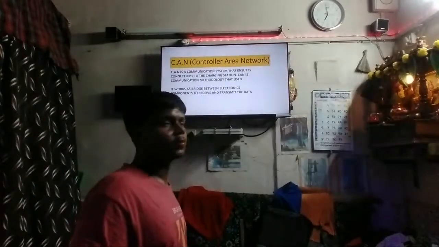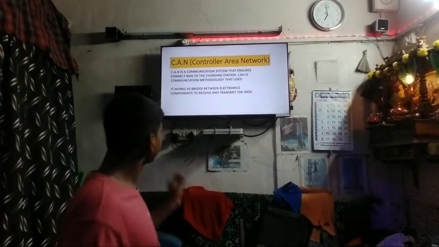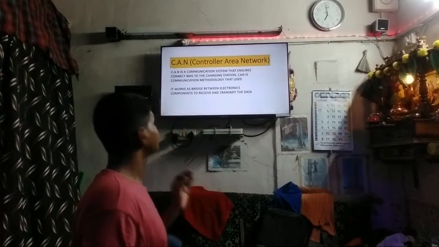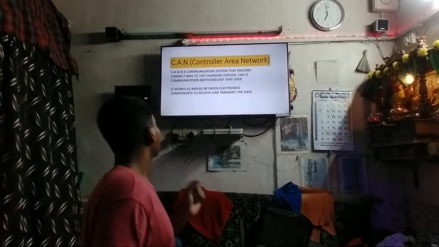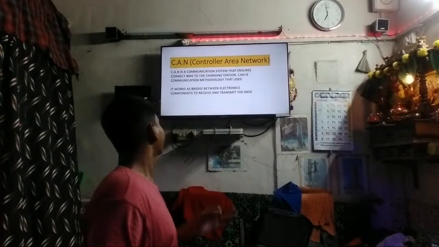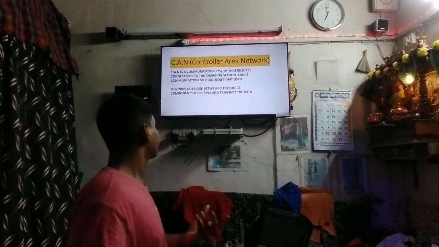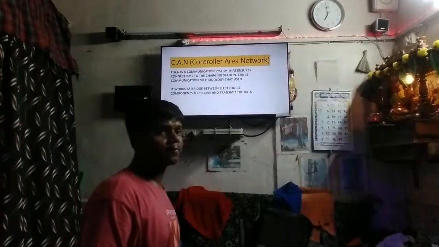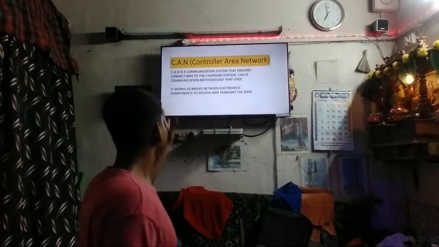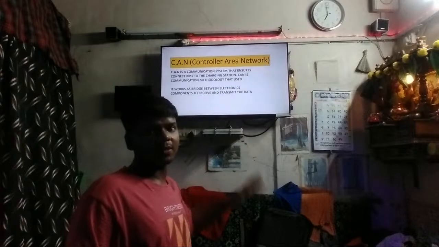the vehicle. So first you can see the CAN is a communication system that connects the BMS to the charging station. CAN is the communication methodology that is used. It works as a bridge between the electronic components to receive and transmit data, right? So this is the system that is used as a primary part of the entire vehicle.